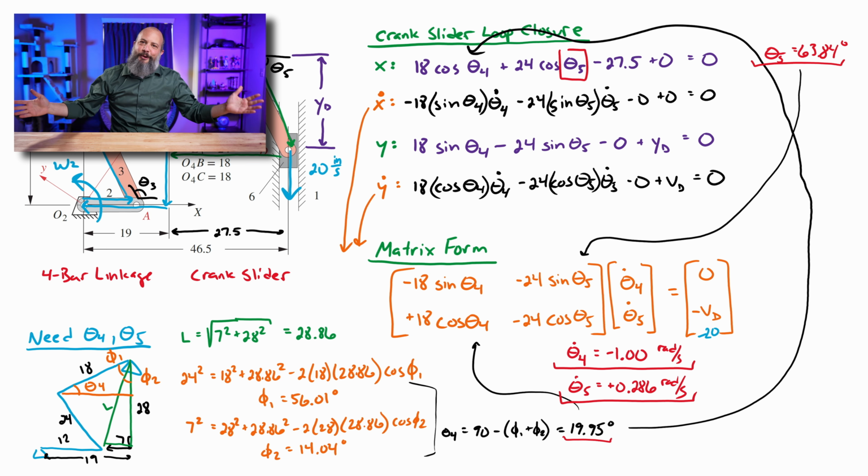And it seems like we've just finished a whole lot of work. Surely we've completed the problem now. And no, this was only half of the problem, right? There's two sides to this. We've got the crank slider side and we've got the 4-bar linkage side. We're trying to find the rotational velocity of the crank.